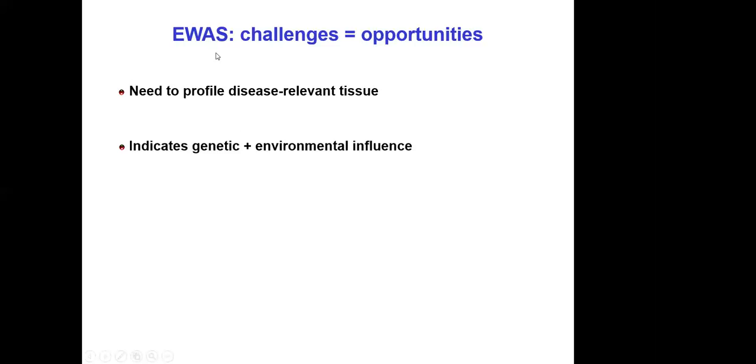Another difference between EWAS and GWAS is that GWAS is just about the genetic influence of disease primarily. But the epigenome reflects both the DNA sequence and the environmental influence. So in a sense, it mediates both. And so it's a more complex and higher level molecular phenotype. It's not as simple. But that's a challenge. It's also an opportunity because you also want to understand how the environment affects disease, and looking at DNA is not going to help you there. So looking at the epigenome could help you much more.